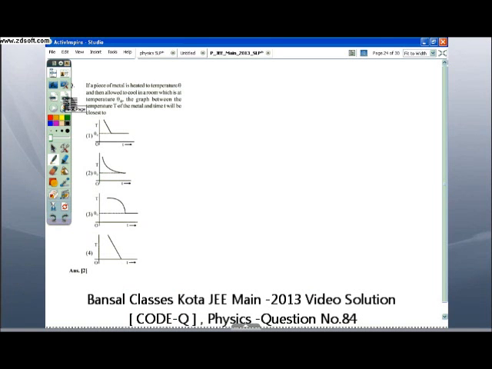Okay. The question number 84 of code Q is: if a piece of metal is heated to a temperature theta and then allowed to cool in a room which is at temperature theta naught, the graph between temperature T of the metal and time t will be closest to? Newton's law of cooling states that dT by dt, the rate of change of temperature, is equal to C into T minus T naught. Put a minus sign because the temperature will be decreasing.